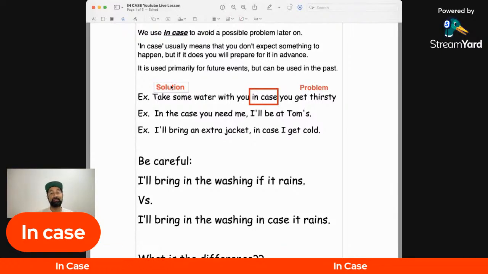So we look at the second sentence. The second sentence, I'm going to put in case at the very beginning. At the very beginning. In case, oh, you know what? I made a mistake here too. The shouldn't be here. So let's just cross that out. In case you need me, I'll be at Tom's. In case you need me, I'll be at Tom's.